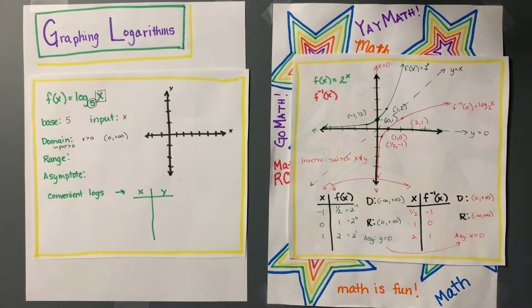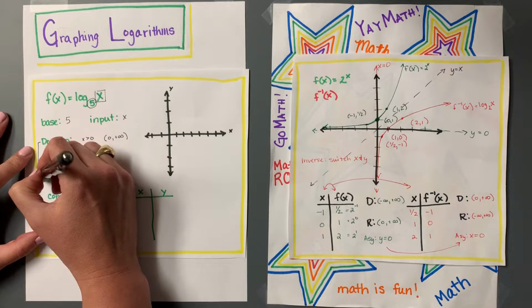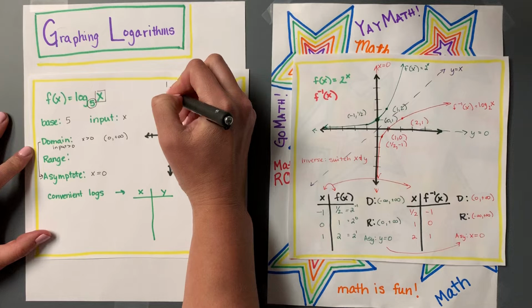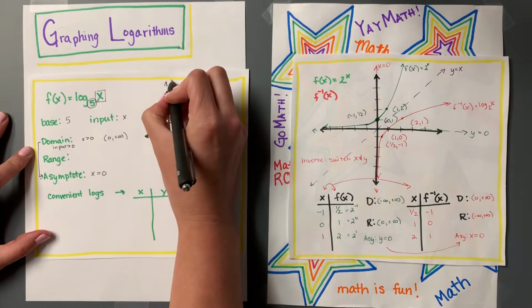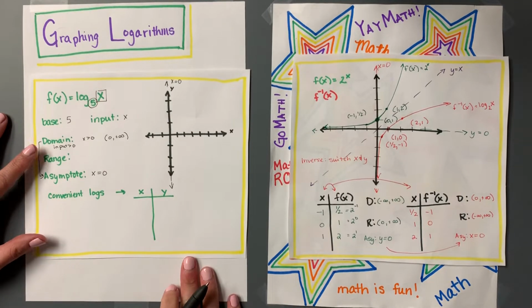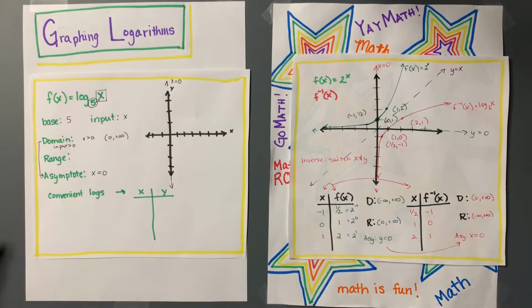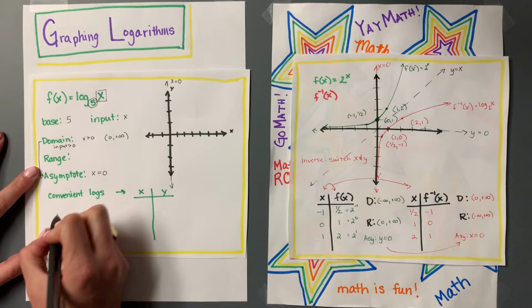Now I'm going to step through the rest of this. This domain restriction is going to lead to my asymptote. So I will have an asymptote at x equals 0, and I am going to graph that as a dashed line. You must always graph this as a dashed line with x equal to 0. Now I need to come up with some convenient logs. And in this case, whenever I'm trying to do this, I'm going to think about my base. So, convenient logs that I know.